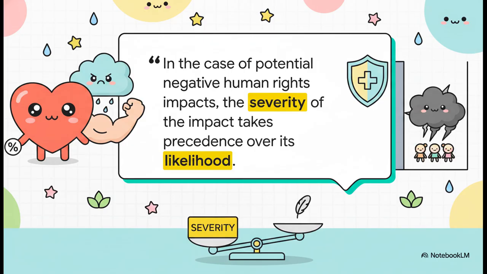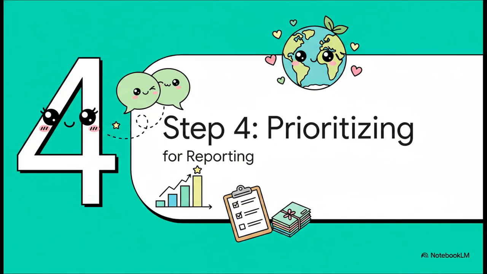When you're looking at potential negative impacts on human rights, the severity of that harm always takes precedence over its likelihood. This is so important. It means that even if there's a tiny 1 in a million chance of something terrible happening to people, if the potential harm is severe, you have to treat it as a priority. No excuses.